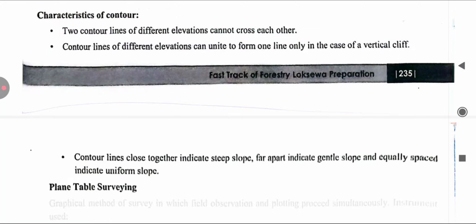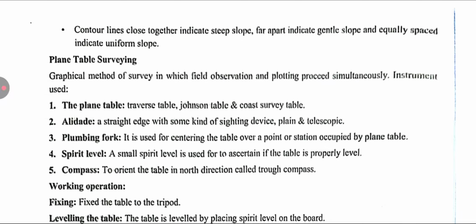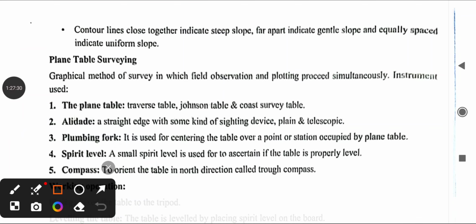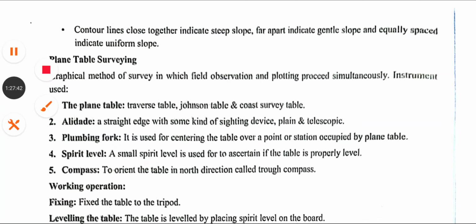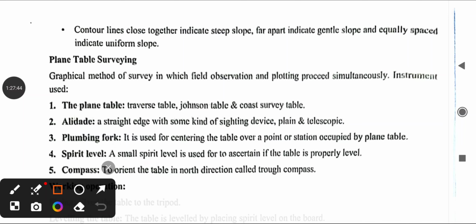Contour lines close together indicate steep slopes, far apart indicate gentle slopes, and equal spacing indicates uniform slopes. And plane table survey is a graphical method of surveying in which field observation and plotting proceed simultaneously.